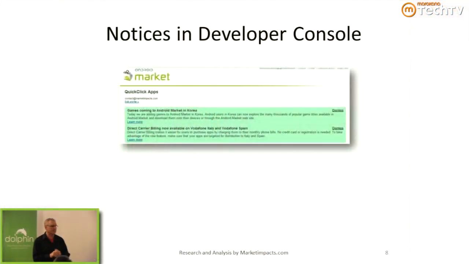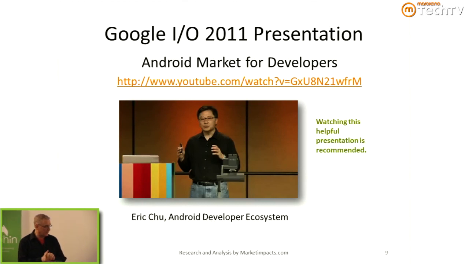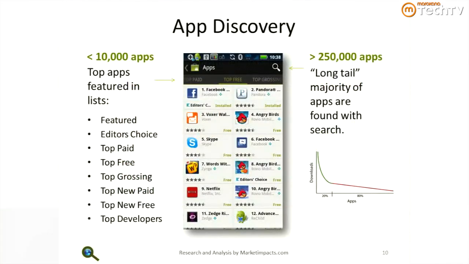Now, I have noticed that Google is trying to up their communication level with developers. They're now including these messages in the Android market about some aspects of market change. It would be nice if maybe there were more of those, but it's a start. And also, Eric Chu from the Android developer ecosystem did a good presentation at Google I/O this year that I recommend you look at if you're interested in the market. In that presentation, he focused a lot on what you see on the left-hand side here. So Google now has a lot of lists that show you the top apps in a lot of different categories. So if you're one of the, by my estimate, 10,000 or so apps that make it onto one of those lists, then the lists obviously benefit you. It's a good thing.